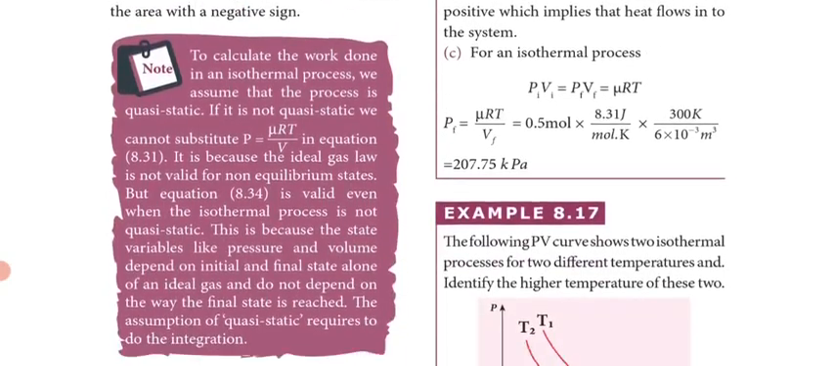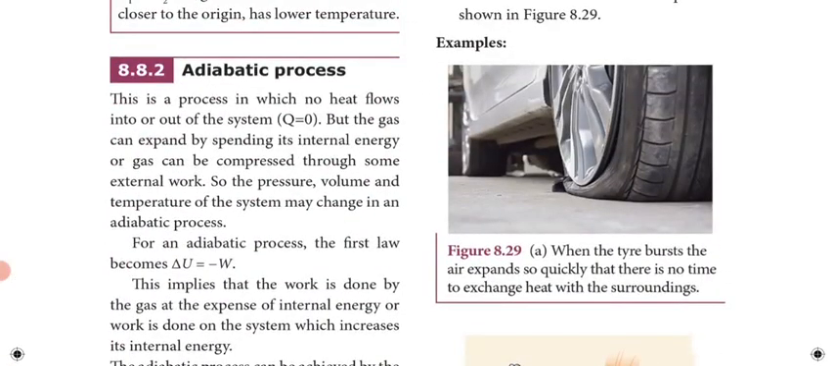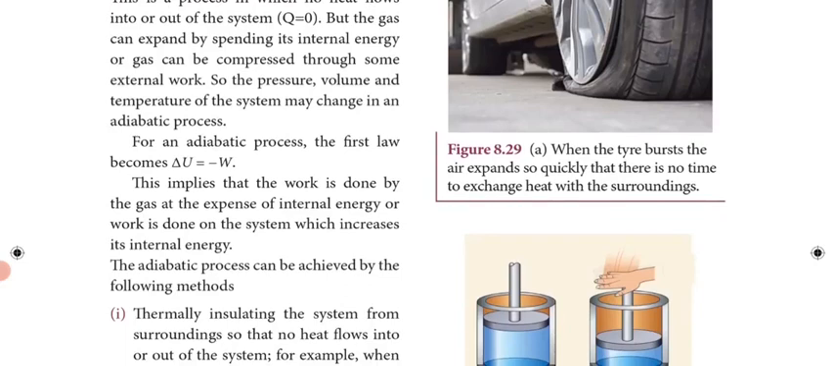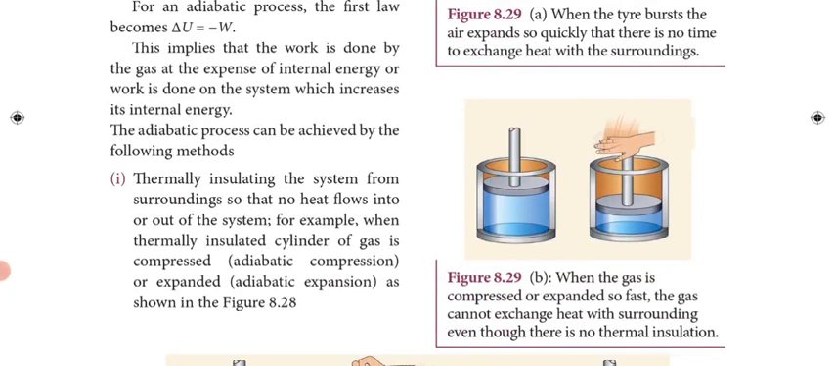Having understood this isothermal process, next we move on to the adiabatic process. In this process, no heat flows into or out of the system, that is Q is equal to 0. But what happens? The gas expands by spending its internal energy, or the gas can be compressed through some external work. So the pressure, volume and temperature of the system may change in the adiabatic process. For an adiabatic process, the first law becomes del U is equal to minus W. This implies work done by the gas at the expense of internal energy, or work done on the system which increases the internal energy.